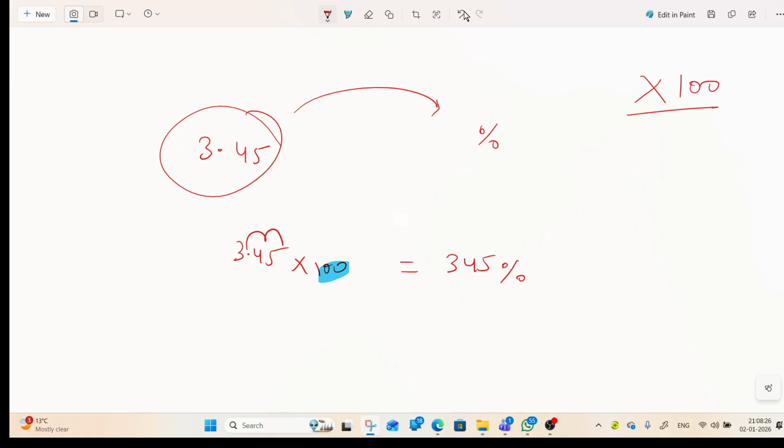Clear? Clear. Can you tell me this 1.07, convert it into percentage? 1.07. Quickly convert it into percentage. Yes, you will times it with 100 and then 107%. Very good, 107%. Good.